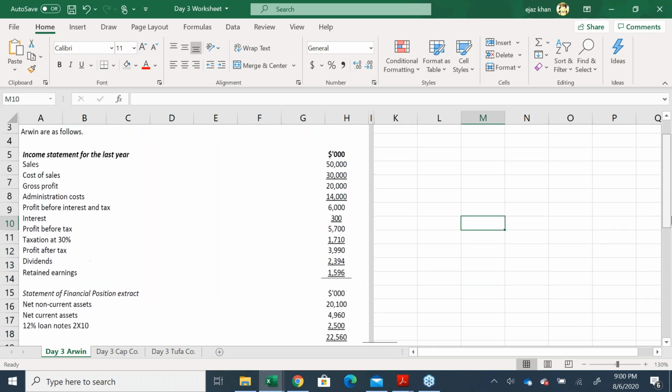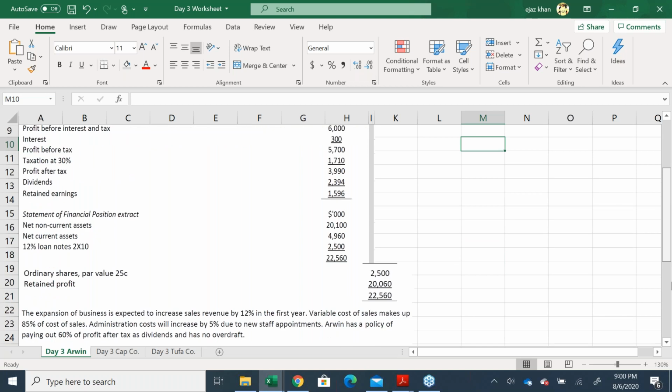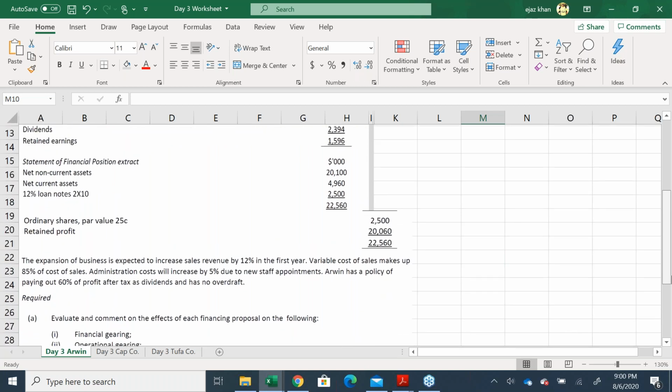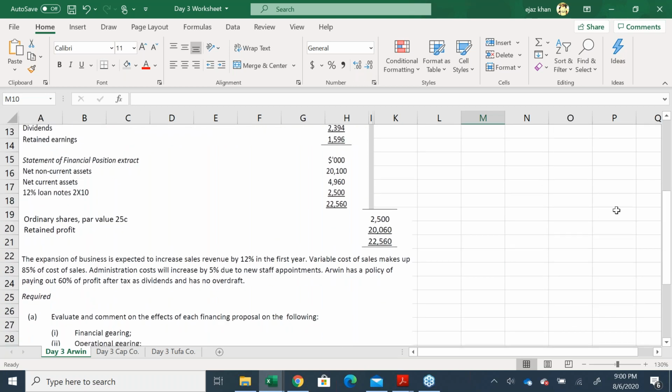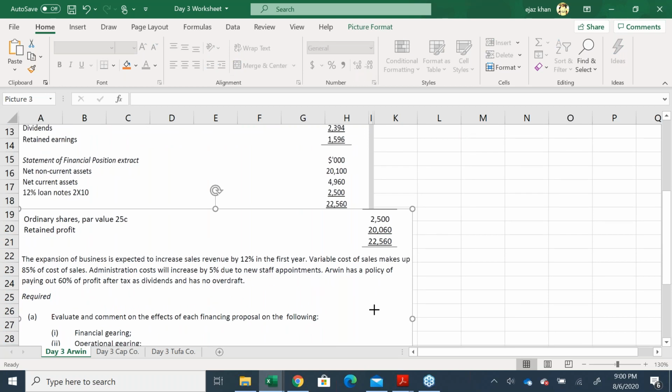And its income statement for the last year has been given, along with a statement of financial position at the end of the year. Ordinary shares, so all the stuff has been given.